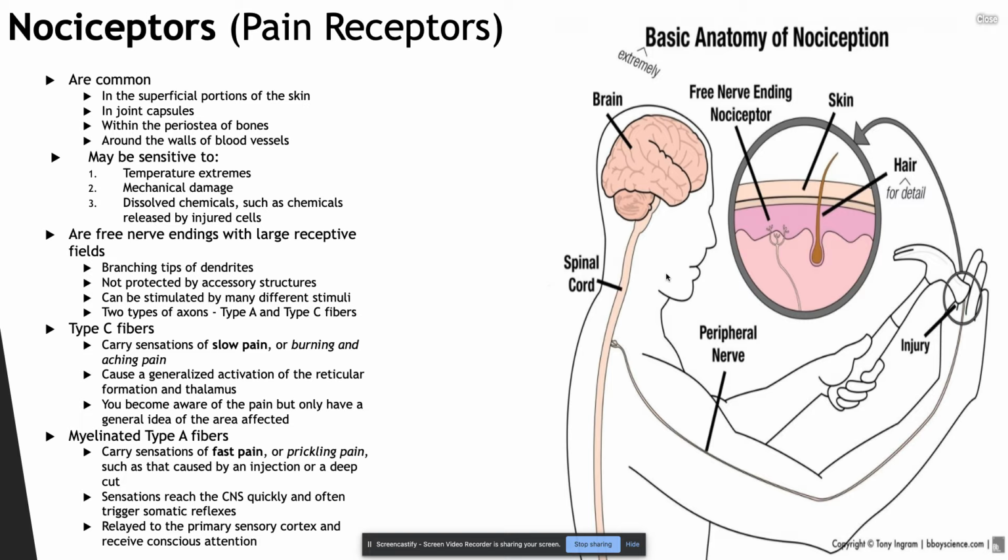The slower type C fibers carry sensations of slow pain or burning and aching, and these sensations are caused by a generalized activation of the reticular formation and the thalamus. Therefore, you become aware of the pain, but only have an idea of the affected area.